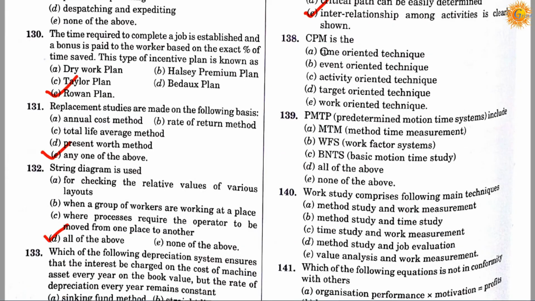Okay. Question number 138. CPM is option A time oriented technique, option B event oriented technique, option C activity oriented technique, option D target oriented technique, option E work oriented technique. So correct answer is C. CPM is the activity oriented technique.